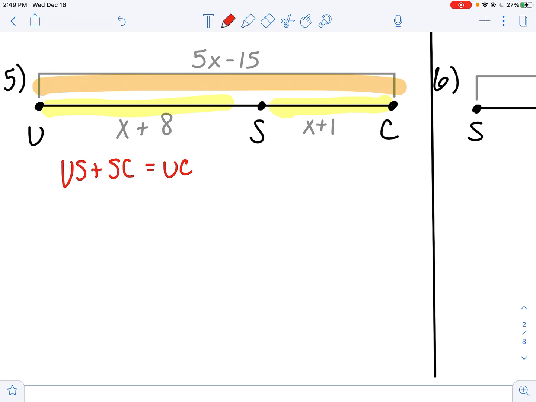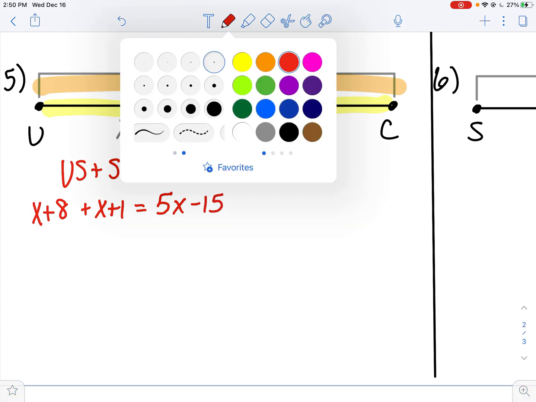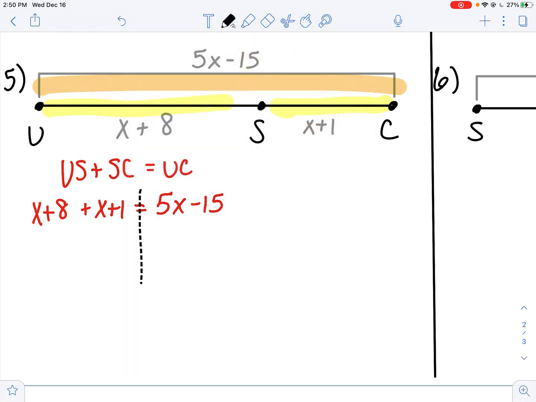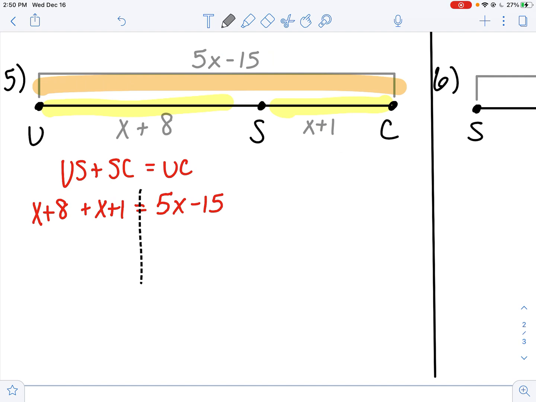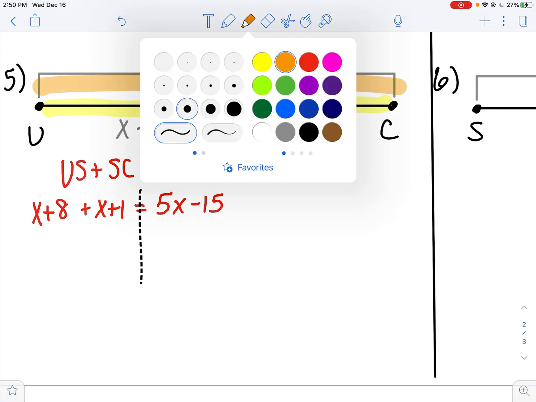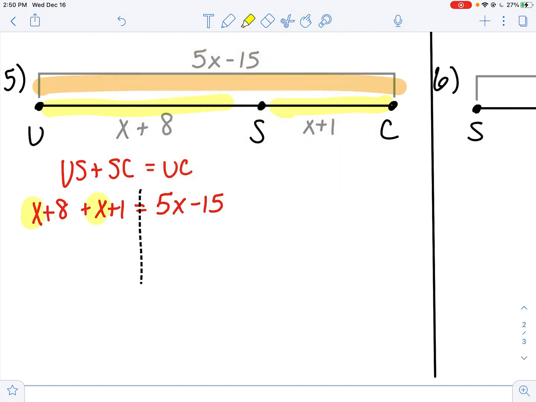And now we can plug in those known values or substitute in those numbers. X plus 8 plus x plus 1. Now that equals 5x minus 15. And we need to get into the habit of recognizing when we need to switch our brain from solving equations, moving things to different sides of the equal sign, to how I would simplify just one side of the equal sign. Now remember, if something is on the same side of the equal sign as its like term, we can just do exactly what we see.